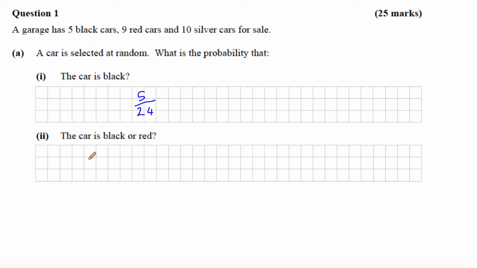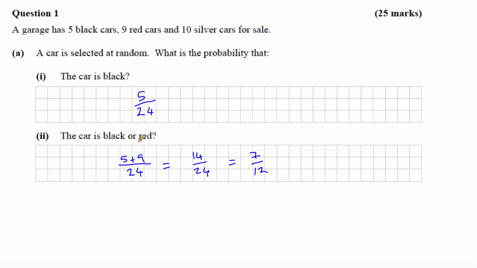Part 2 then is what's the probability that the car is black or red? Okay, well there's 5 black and there's 9 red. So that's going to be 5 plus 9, and again that's going to be out of 24. So it's going to be 5 plus 9 is 14 over 24, and that simplifies down to 7 over 12. You can do that in your calculator or just in your head.